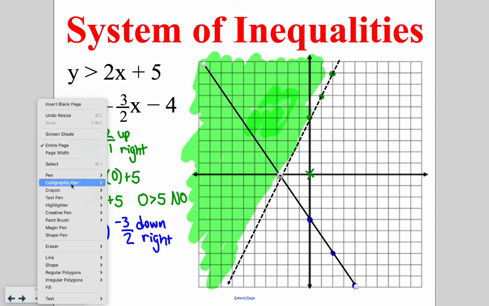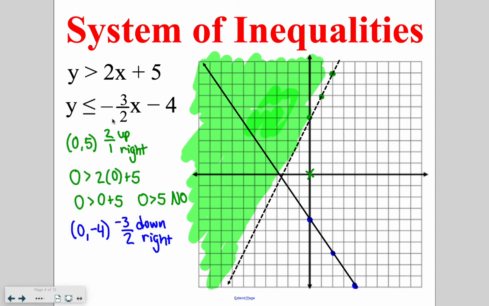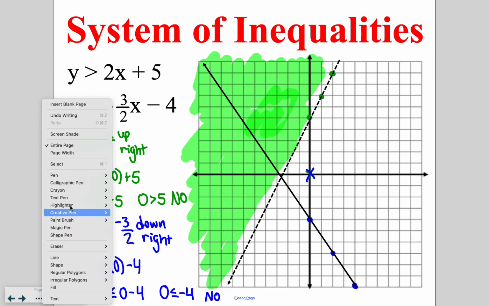Now, once again, we need to put a test point in. So I'm going to use 0, 0 again. So that's going to be 0 is less than or equal to negative 3 halves times 0 minus 4, giving me that 0 is less than or equal to 0 minus 4, giving me a final statement of 0 is less than or equal to negative 4. That is also a false statement. So once again, 0, 0 is not part of my solution.